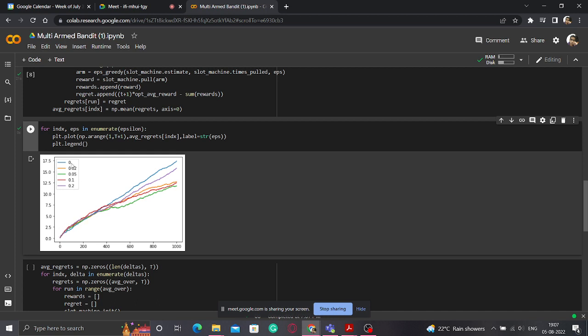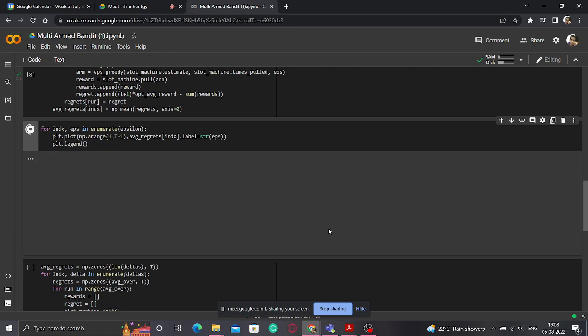So could anyone say what epsilon equal to 0 would mean? You are always picking the arm which I picked first. There is no exploration, right? So you pick the k arms once and continue to pick the best arm. So you see that the blue one is the highest one, the worst. And as you increase epsilon, it comes down.